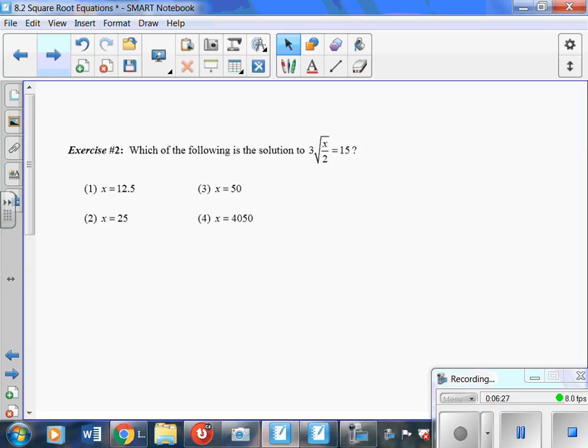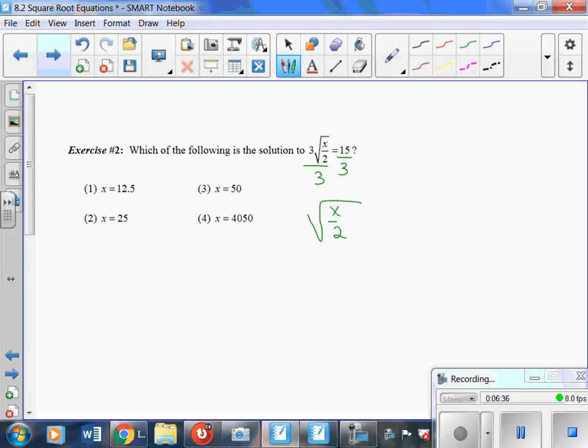So the first thing we're going to do is divide both sides by 3. And we get radical x over 2 is equal to 5. As soon as you get that radical isolated, you're going to square both sides. So you get x over 2 is equal to 25. Now you can either cross multiply, or remember, how do we undo division? Multiplication. So x is equal to 50.